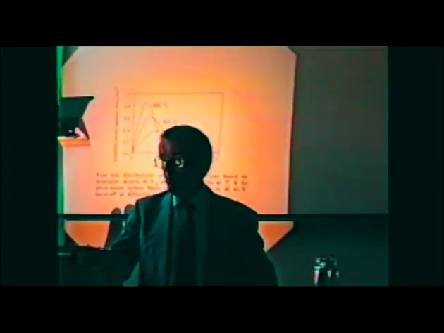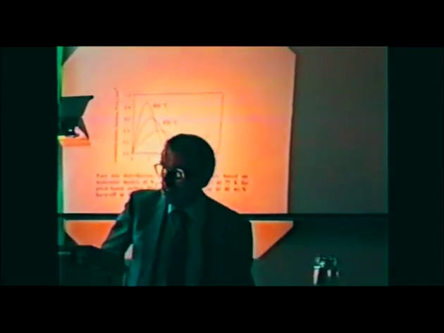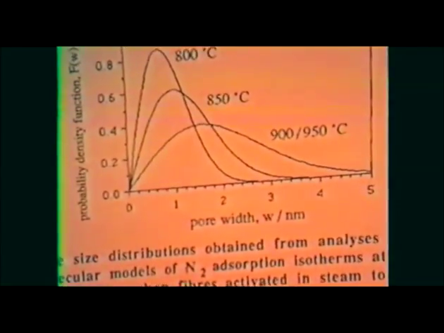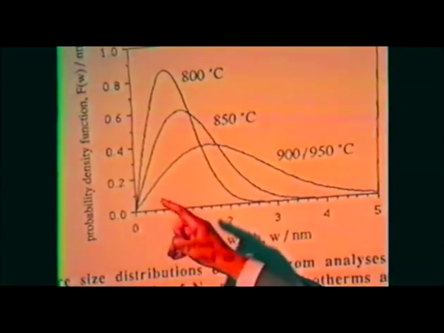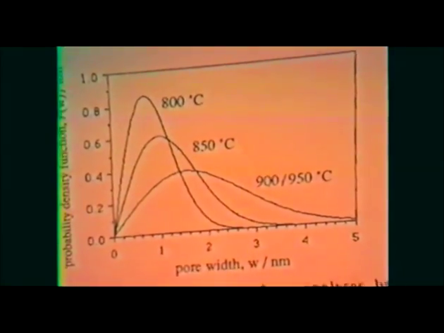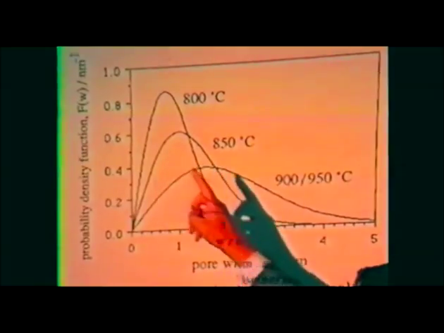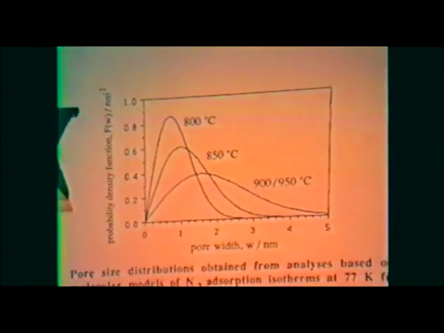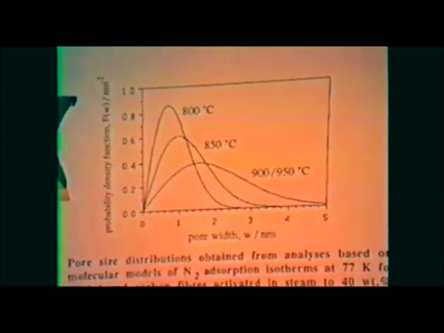Finally, so I know we're pushed for time, this is just a result that we obtained. We've been looking at some space activated carbon fibers, and applying the approach of Seaton, Walton and Quirke, we obtain a micropore size distribution as a function of activation temperature for these carbons. I don't want to talk in detail about the significance of the shapes of these curves. I just simply want to illustrate the sort of results that can be obtained.